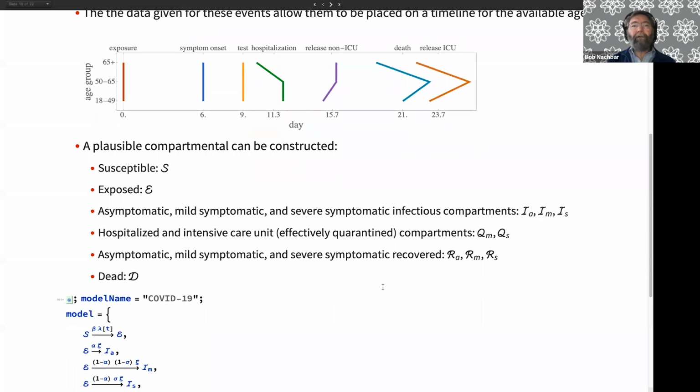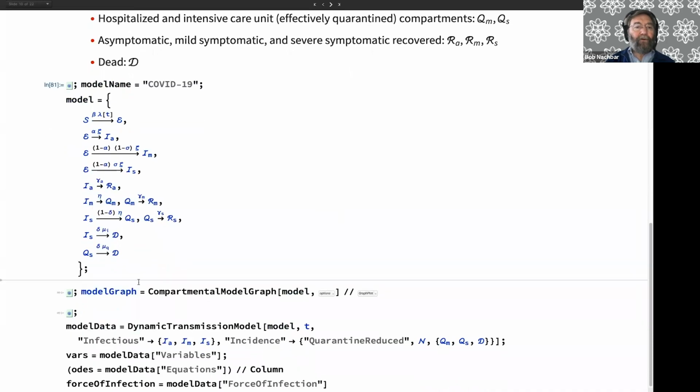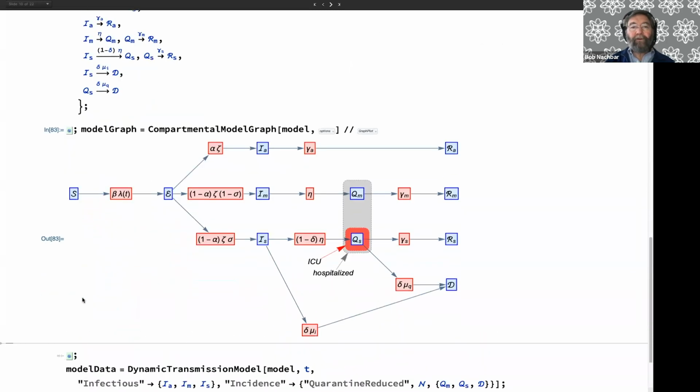So I had a model that included 3 different infection compartments: asymptomatic, mild, and severe. 2 compartments to model hospitalized people. Essentially, they were quarantined if they're in the hospital, not able to infect other people, but still being infected themselves. And I included 3 different recovered compartments, one for the asymptomatic, one for mild, and one for severe, and of course a death compartment as well. These are the transitions, so we'll define those. We can make the model graph, which looks like this.